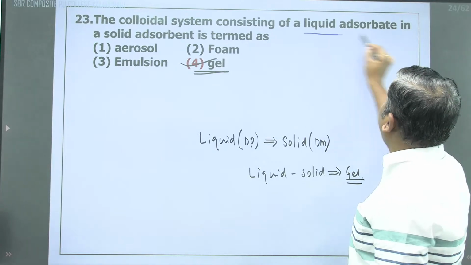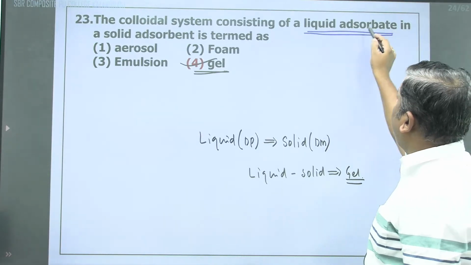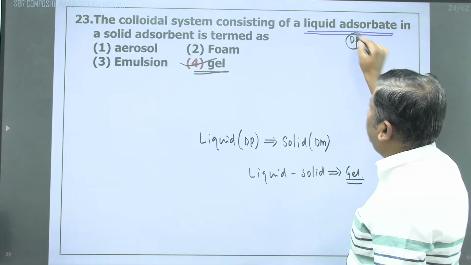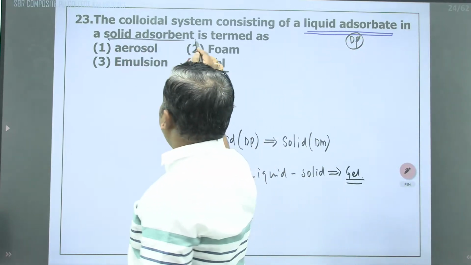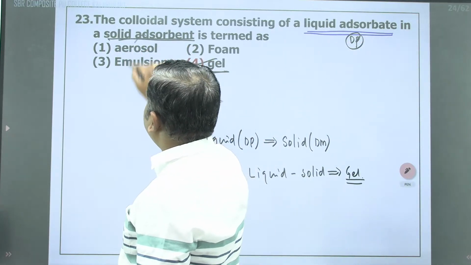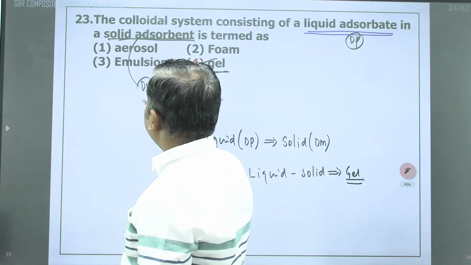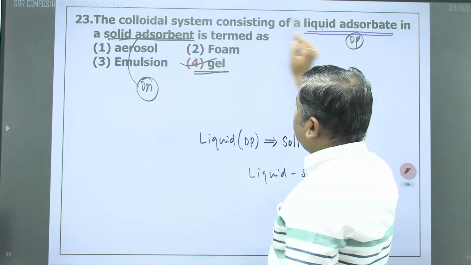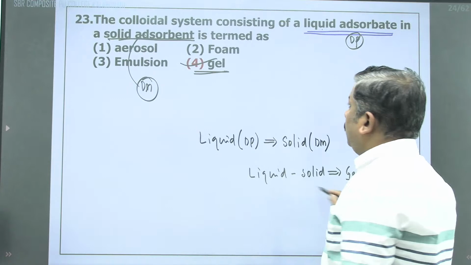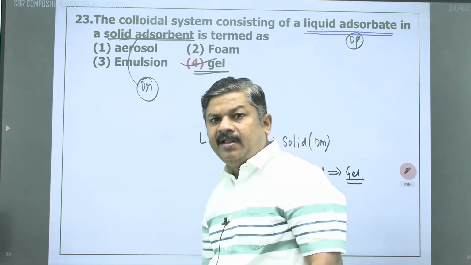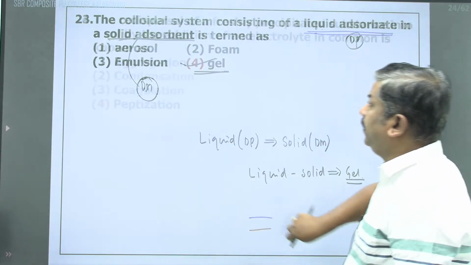Liquid adsorbate means it is present in smaller quantity, acting as the DP. Solid adsorbent means it is present in maximum quantity, acting as the DM. So liquid is present in solid means it is commonly called a gel. So the fourth option is correct for this question 23.